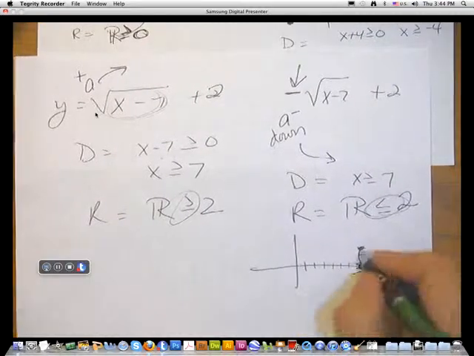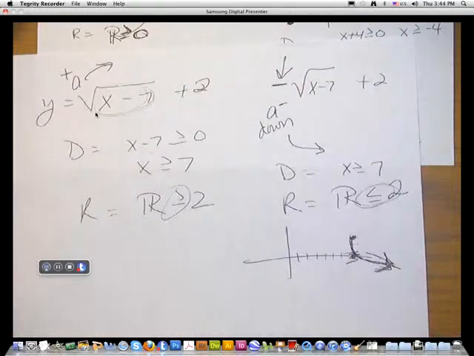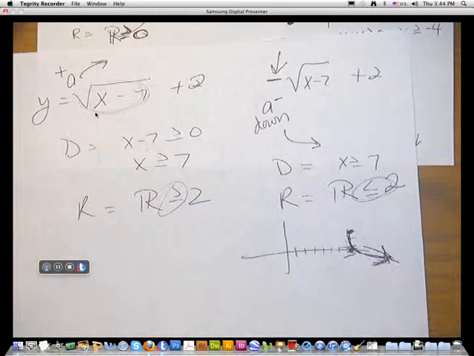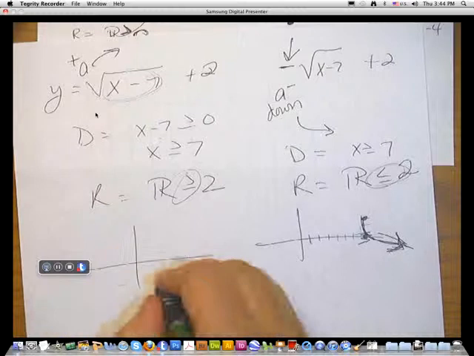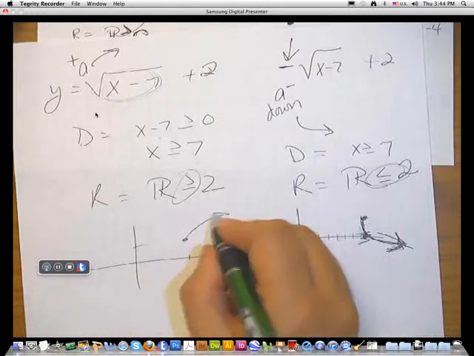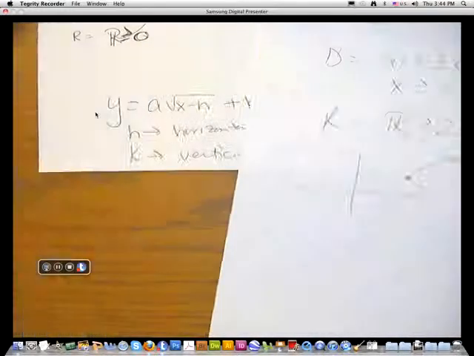That's not a true point right there. And there you go. So it's 7 and bigger, and 2 and less. This one's at 7, 2, but going upwards. And that's 7, 5.